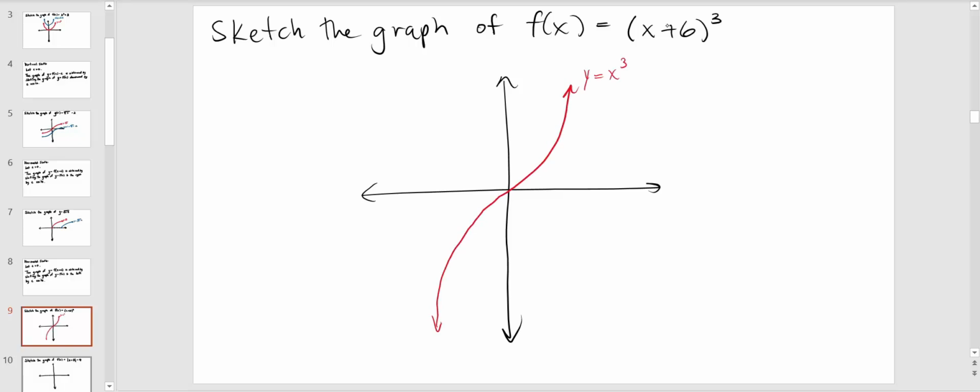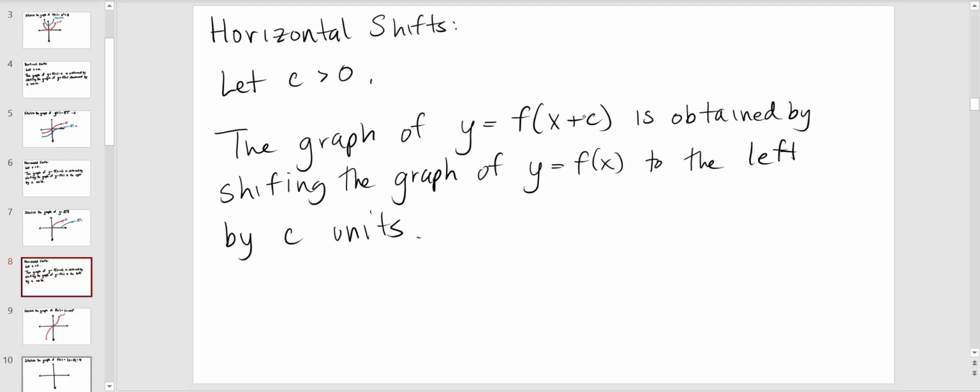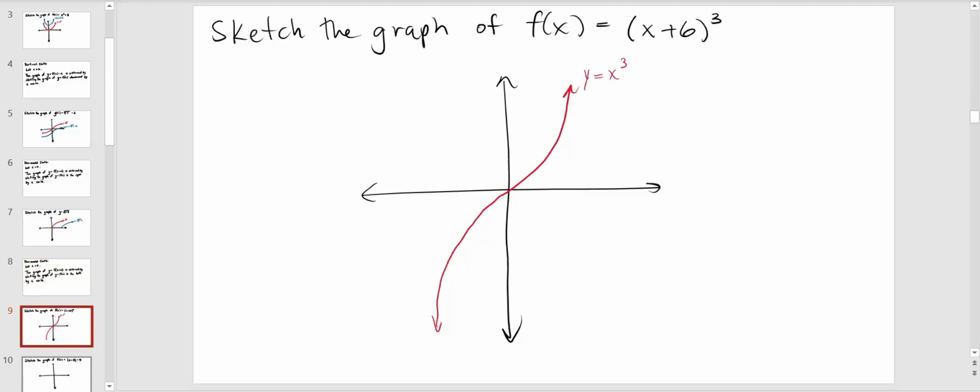And now we're going to apply this translation. Looking back at the rule, because we're adding a positive number directly to the input, not on the outside of the function, but inside, directly on the x, that shifts the graph to the left 6 units.